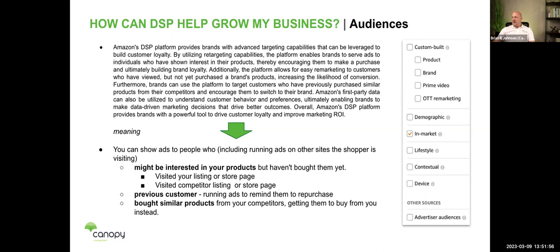In market is going to be more along the lines of what kind of products they're currently looking at, what are they searching for, what have they searched for recently. Lifestyle, well, lifestyle is kind of an extension of in market, in my opinion, because lifestyle is like you seem to consistently buy these type of products.